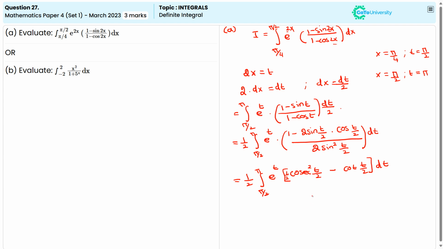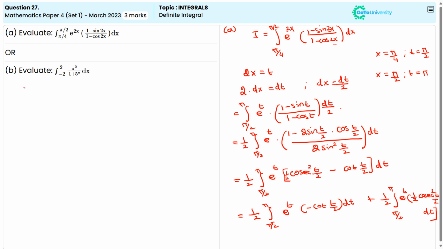So this is a special form of integration. We have exponential function f of x and f dash of x. So if we rearrange this, we get 1 by 2 integration with limits pi by 2 to pi, e power t into minus cot t by 2 into dt, plus 1 by 2 integration with limits from pi by 2 to pi, e power t into 1 by 2 cosecant square t by 2 into dt.